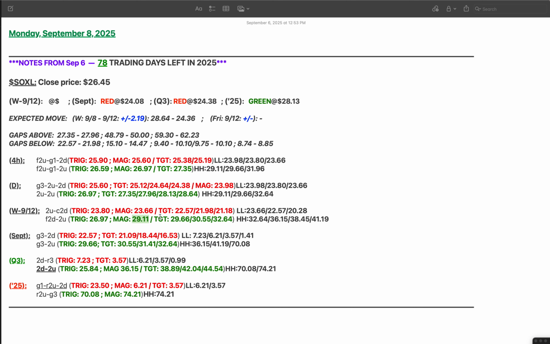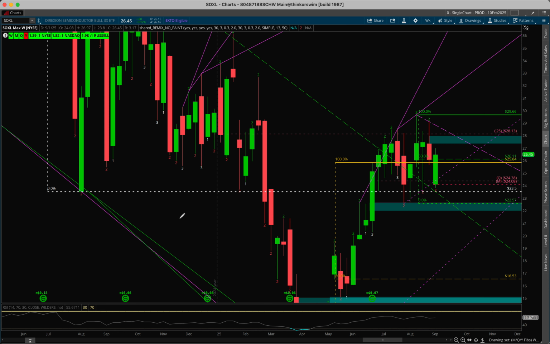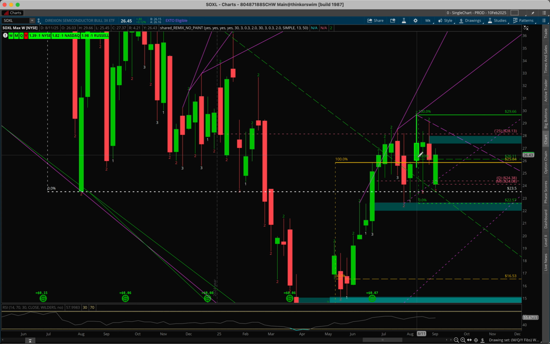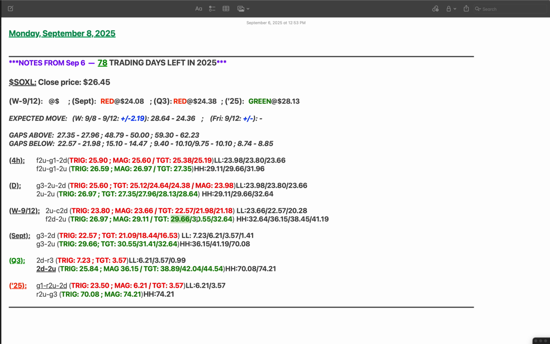Bigger target. Give yourself some time on your contract and let it just run up to the top of that range there. If we do break the top of the range, we've got the extended target of the higher high on the week right here. Oops, right here. This higher high, 29.66. Then that 30.55 once again, which is that 61.8 fib retracement of the 2020 low to 2021 high, and then another extended target here at 32.64.